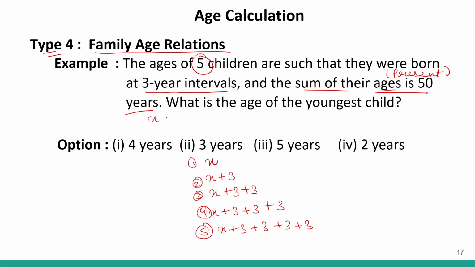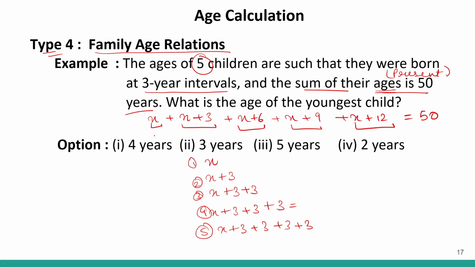So I can say that x plus 3, this is the age of the second child, plus x plus 6, the age of this child, plus x plus 9, the age of this child, and plus x plus 12, the age of the fifth child, is equal to 50. This is given to us, right? So x plus x plus 3 plus x plus 6 plus x plus 9 plus x plus 12 is 50. This is given to us in the question.